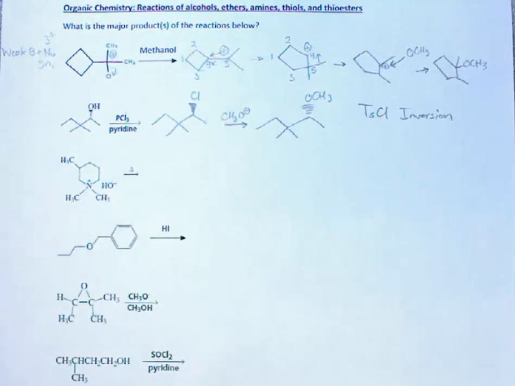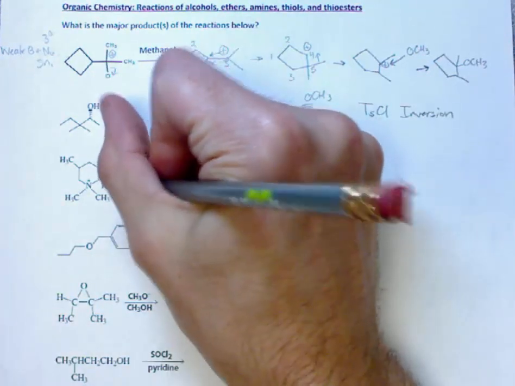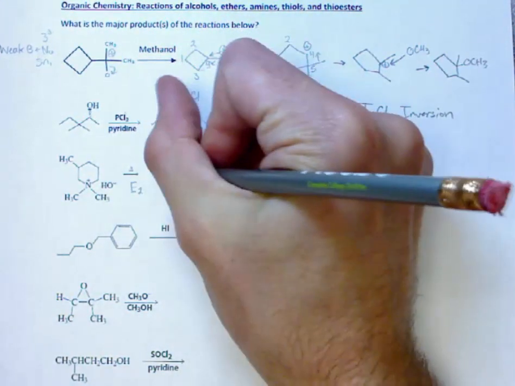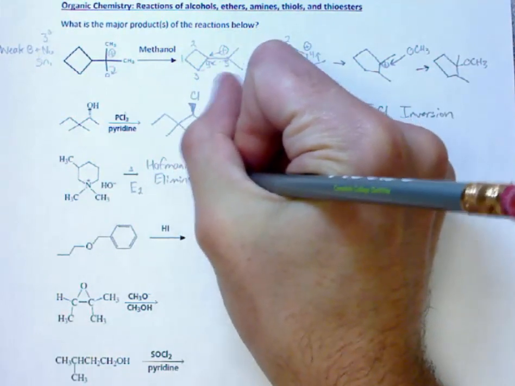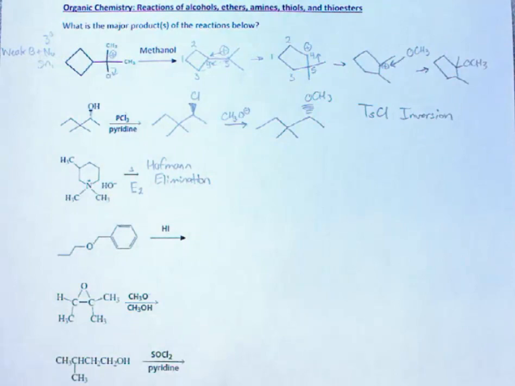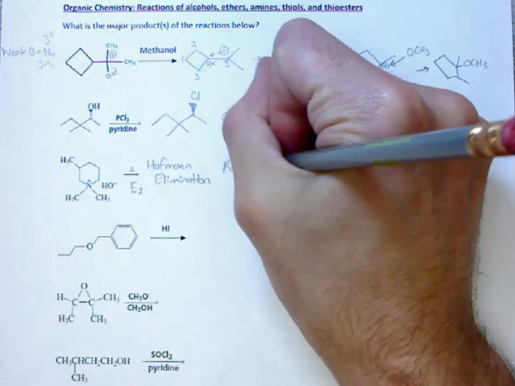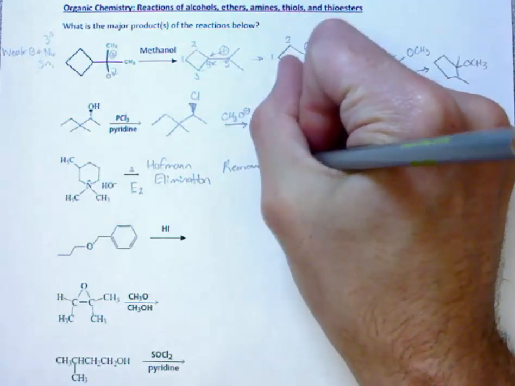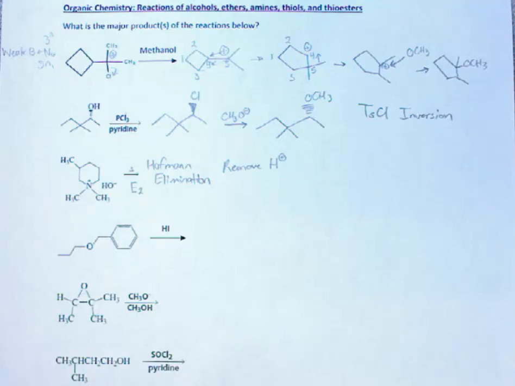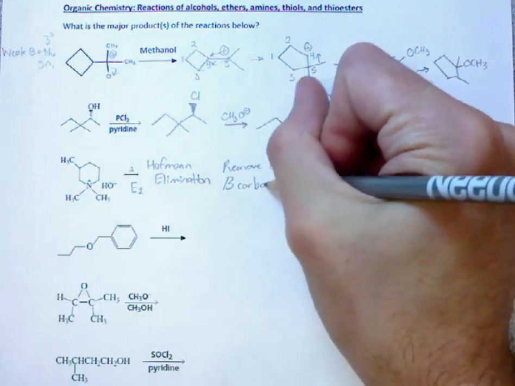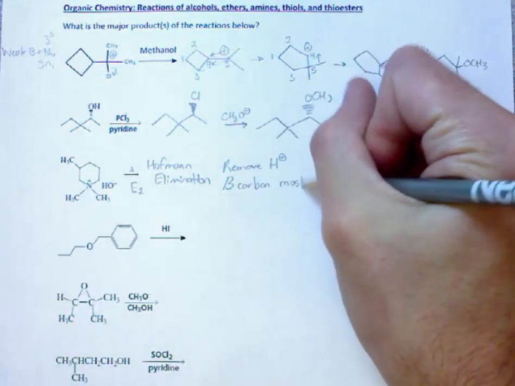For the next one, we have a quaternary ammonium, and this is going to undergo elimination, specifically E2, and this is going to be called a Hofmann elimination. For a Hofmann elimination, we need to remove a proton, and which proton we remove is going to be on the beta carbon that has the most hydrogens.